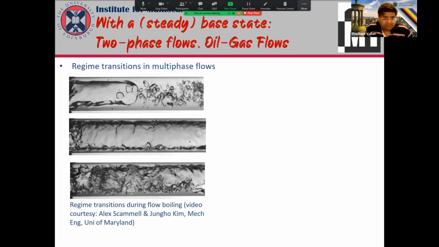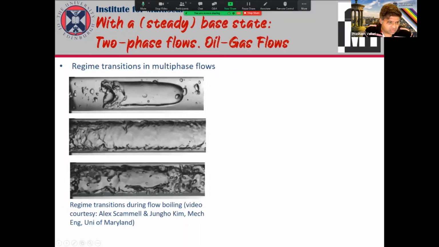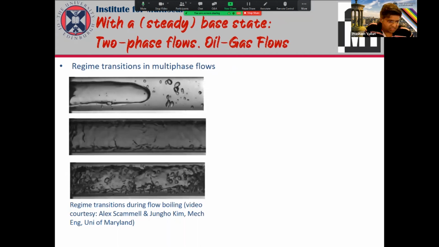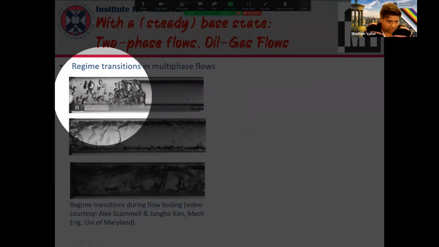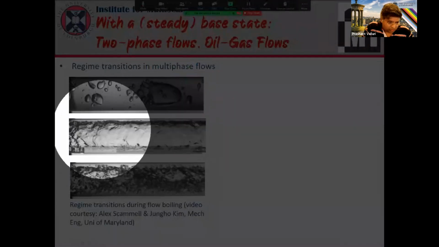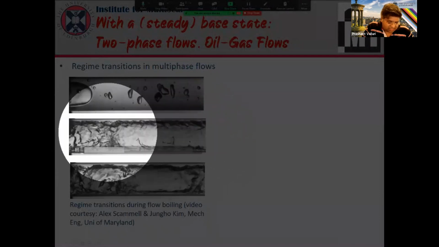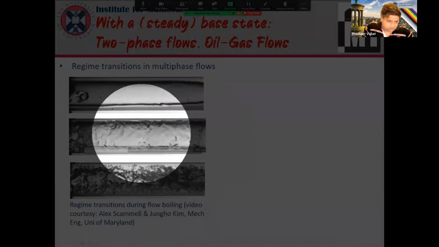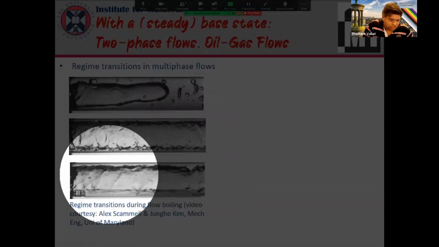So if you have a steady base state system, if you look at any type of two-phase flow system, you can have all kinds of regime transitions. You can have a kind of slug flow, you can have a plug flow like this one, or you can have some kind of annular flow where you have a gas center and then a liquid film on the sides, and you can see all these waves being transmitted all over the place. Sometimes in most cases you will have mixtures of them. So this is basically a churn flow system.